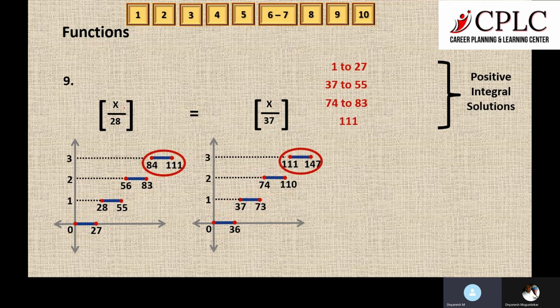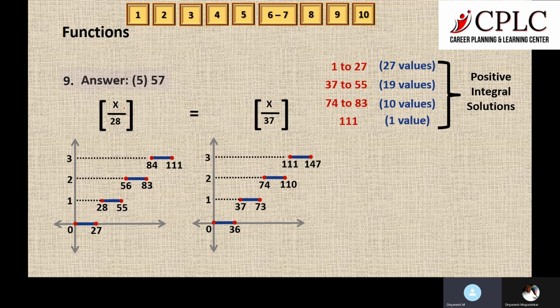You just have to count these values and add them up. 1 to 27, 27 values, 37 to 55, 19 values, 74 to 83, 10 values, and 111, one single value. The combined total of them gives you 57 common solutions for both of them. Answer option 5 for the ninth. These are the things you should be aware of as far as the greatest integer function is concerned, the concept and the theory.